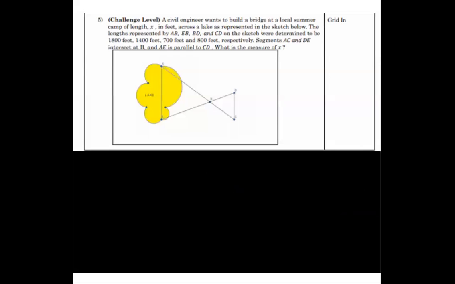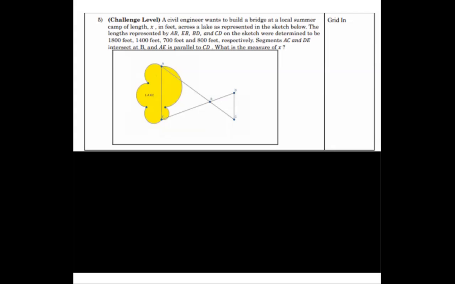For question number 5, a civil engineer wants to build a bridge at a local summer camp of length x in feet across the lake as represented by the sketch below. However, the lengths represented by AB, EB, BD, and CD in the sketch are determined to be 1,800 feet, 1,400 feet, 700 feet, and 800 feet, respectively.